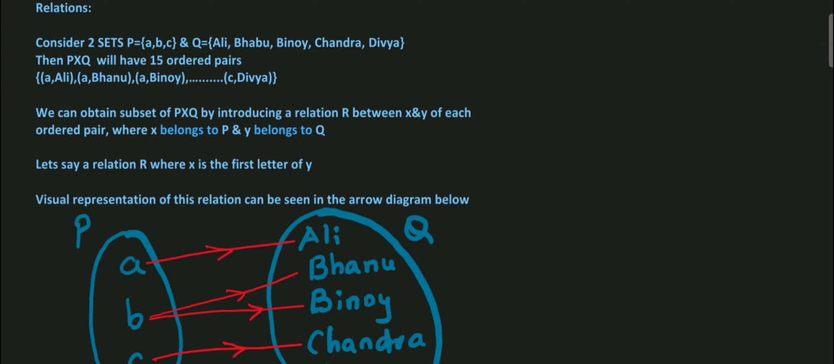Then come relations. If there are two sets, P equal to {A, B, C} and Q equal to the names of the students, Ali, Banu, Bijay, Chandra, Divya, then P into Q will have 15 ordered pairs, since P has 3 elements and Q has 5 elements. So set P into Q will have 15 ordered pairs, which are (A, Ali), (A, Banu), (A, Bijay), likewise for B and C.